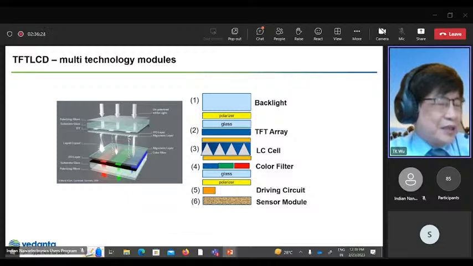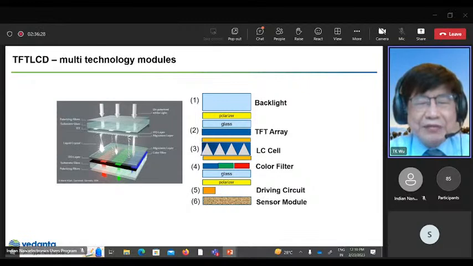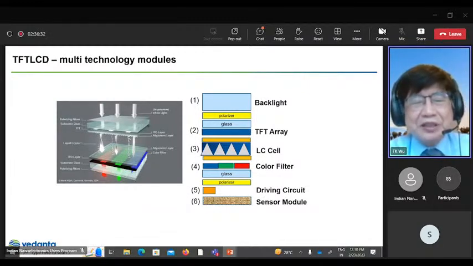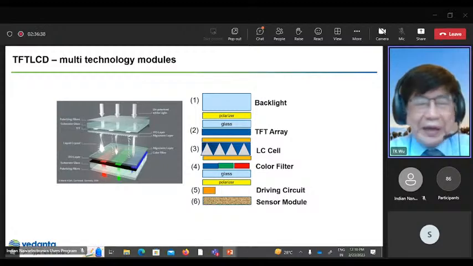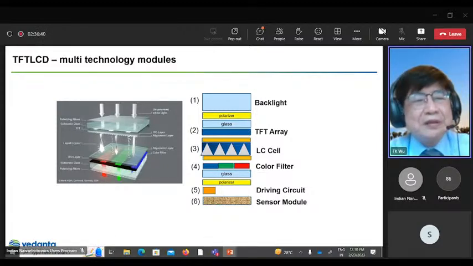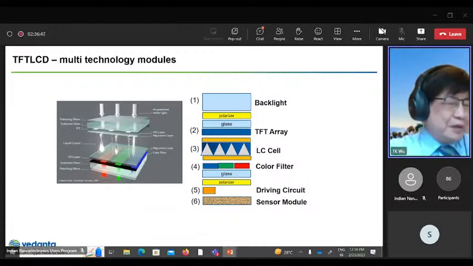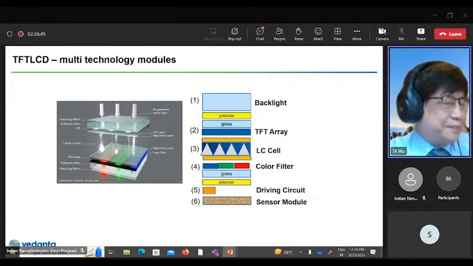For example, a sensor unit. TFT LCD is not a display with a single function anymore. We not only watch, but we can also play with the panel. Okay, so that's the standard structure of a TFT LCD. And the next slide, please.